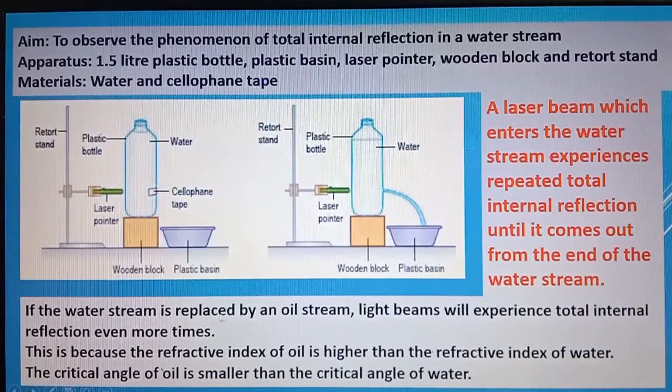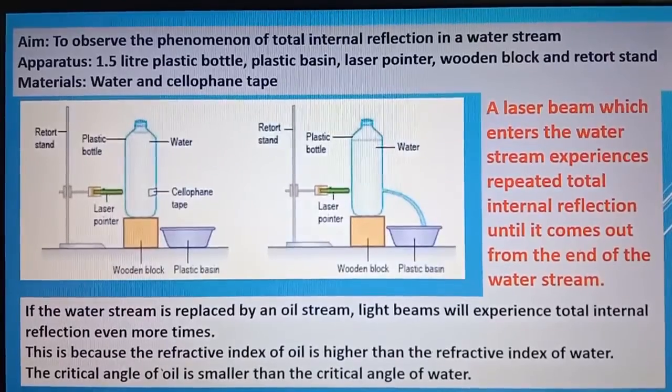If the water stream is replaced by an oil stream, the light beam will experience total internal reflection even more times. This is because the refractive index of oil is greater than the refractive index of water. The critical angle of oil is smaller than the critical angle of water. So just now we discussed n equals 1 over sine c, meaning the higher the refractive index, the smaller the critical angle. Once the critical angle is smaller, total internal reflection will occur more easily.